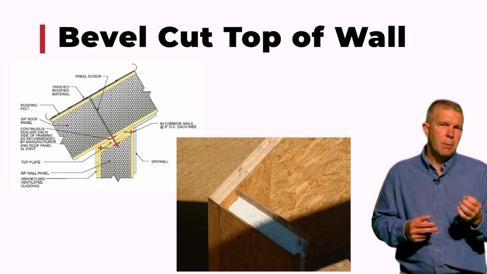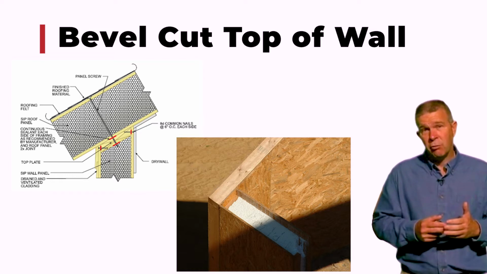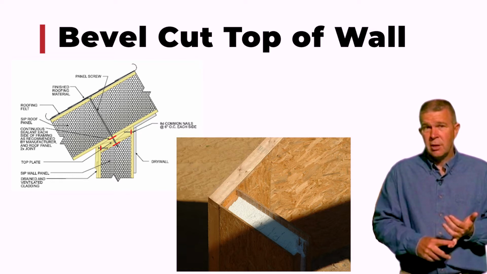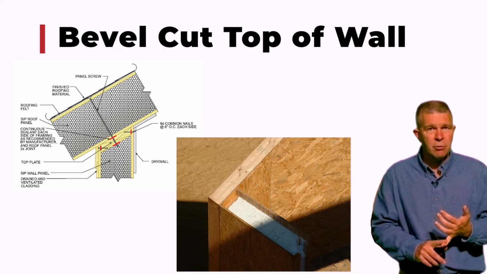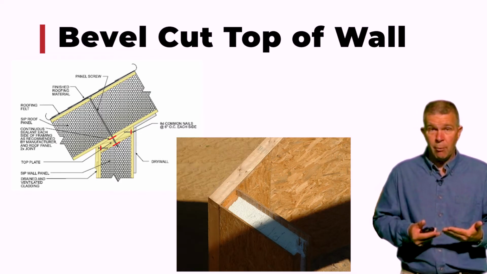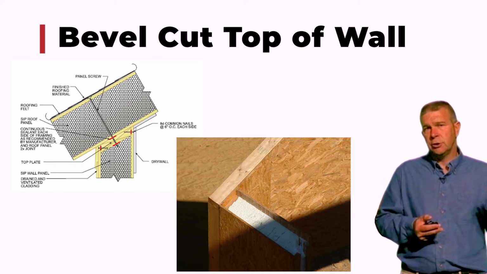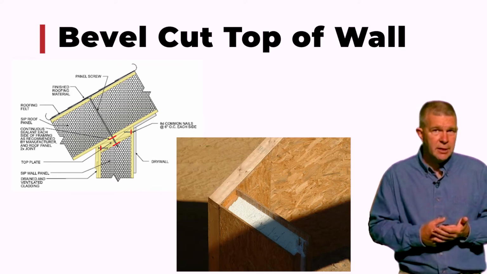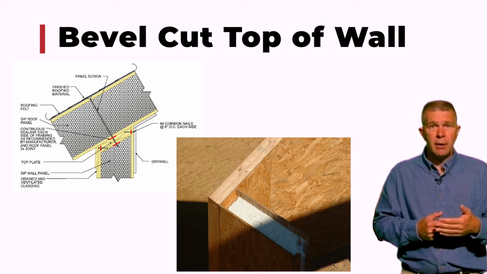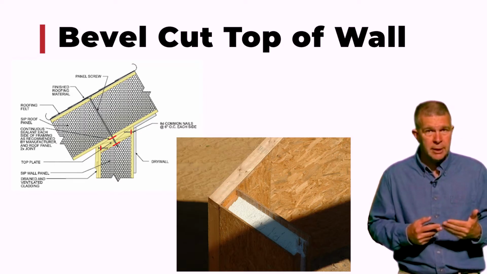We have a couple of options when we get to the top of this wall. We can take that panel and we can have it bevel cut, and in some cases, the manufacturer has the ability using CNC equipment to provide the exact bevel necessary to receive that roof regardless of what the pitch might be. And at the top of that wall panel, as you see in our detail here on the left, the top plate is recessed into the top of the wall panel, and then ultimately it will receive the fastener or the screw that comes through the roof panel into it.